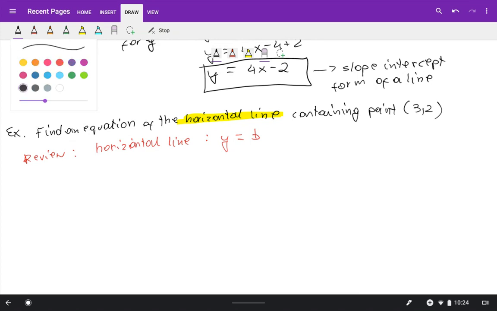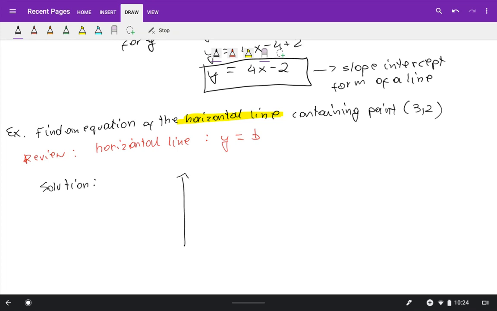So what I'm going to do, I will try to graph it. So we have a horizontal line. What we know is the point is (3, 2). And what do you know about a horizontal line?